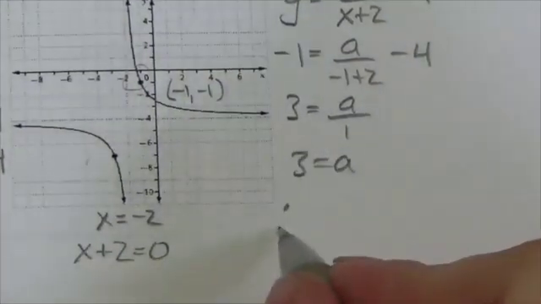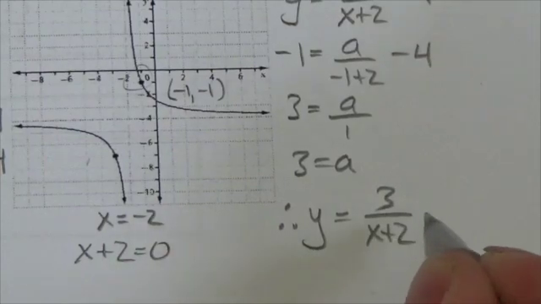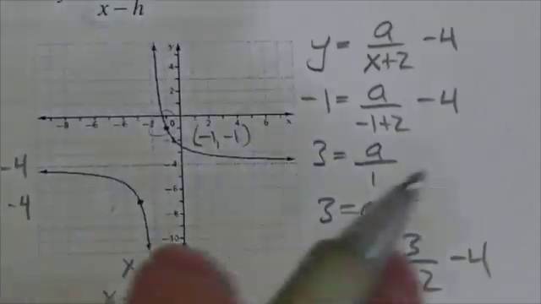So now I can write my expression y is equal to 3 over x plus 2 minus 4. Good. That's the equation that we're looking for. That's the equation of that particular rational function.